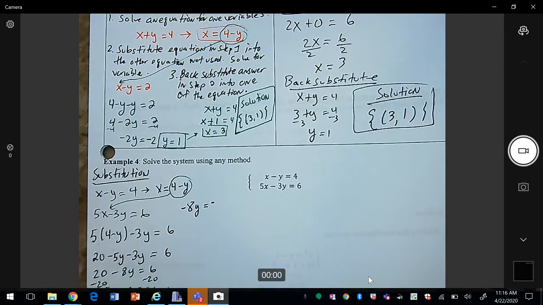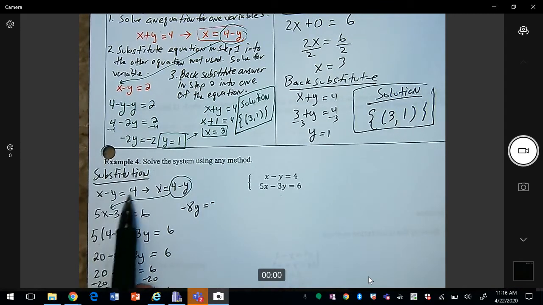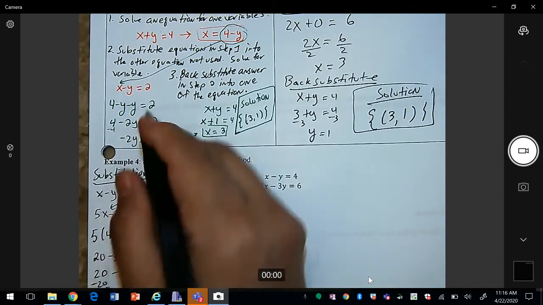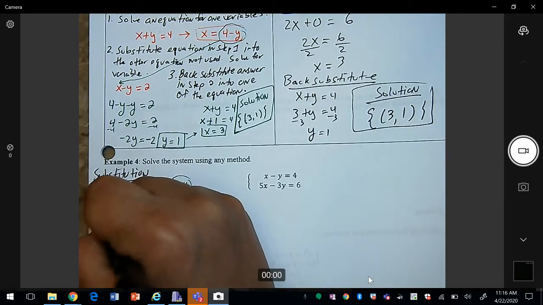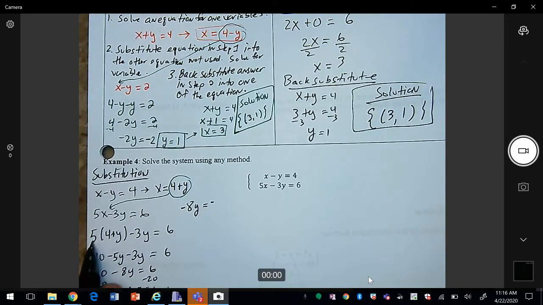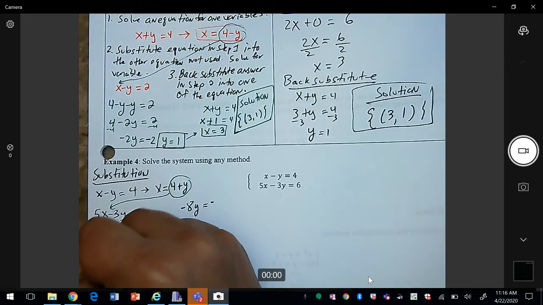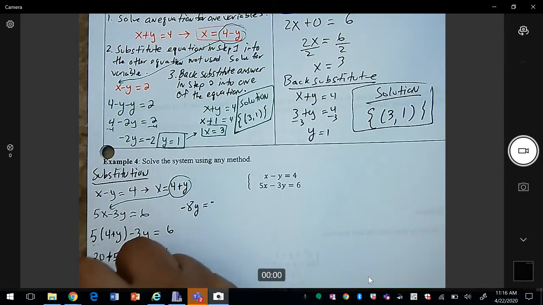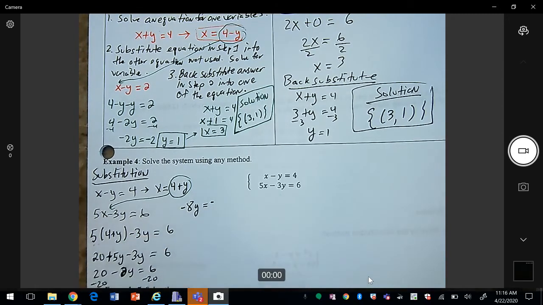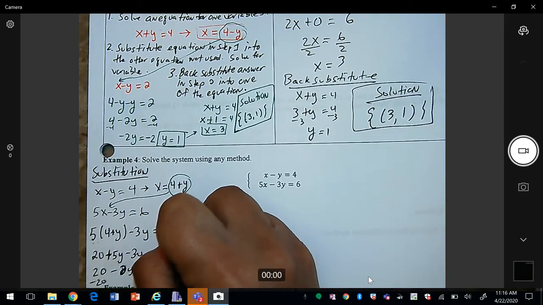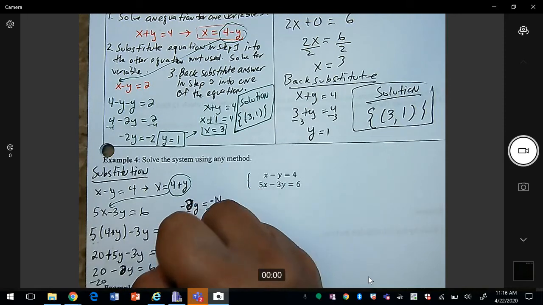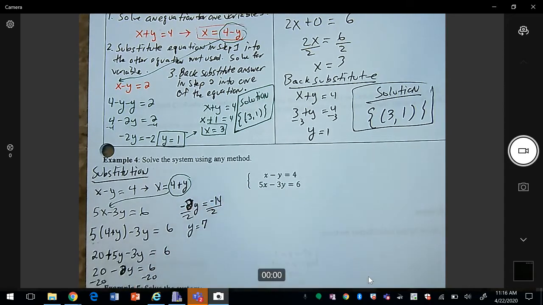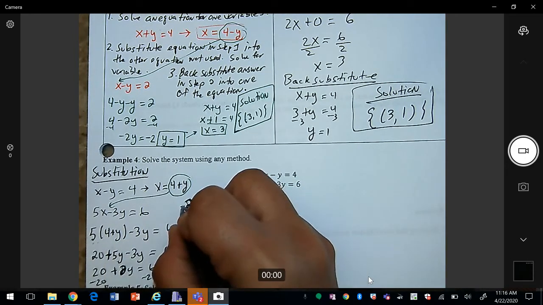So here, let's just go back really quick. Notice here I have x minus y equals 4. So I need to add y on both sides. So this is going to be 4 plus y. And so when I substitute it in here, I'm going to get 5 times 4 is 20. 5 times y is positive 5y. And so 5y minus 3y would give me a negative 2y.